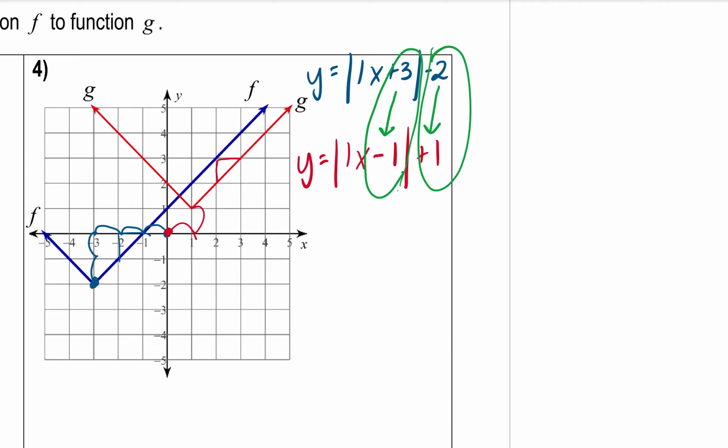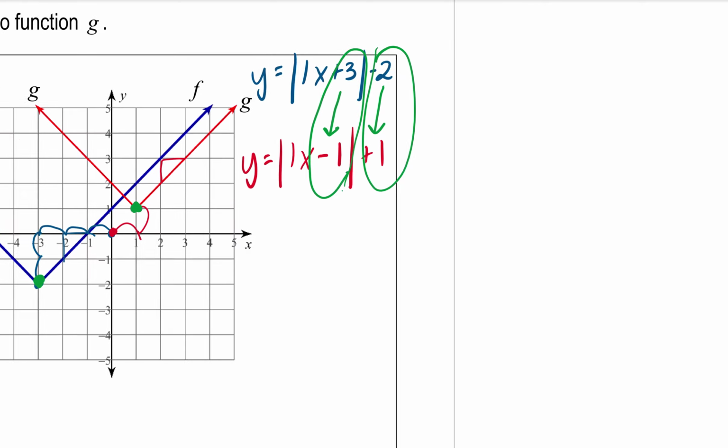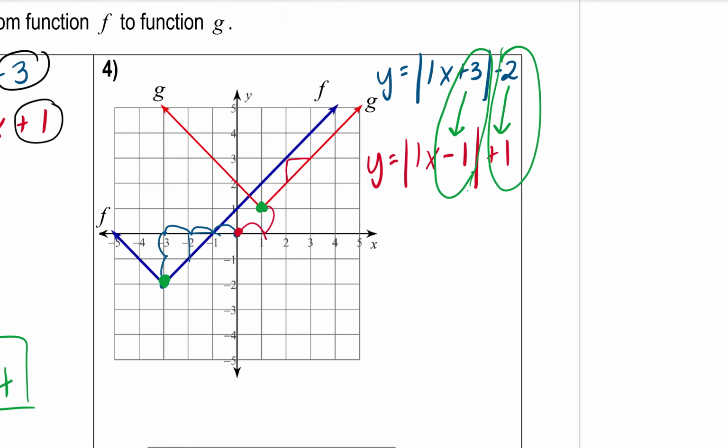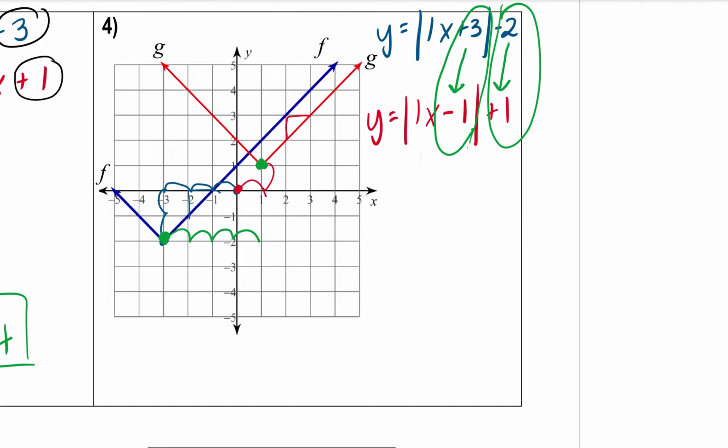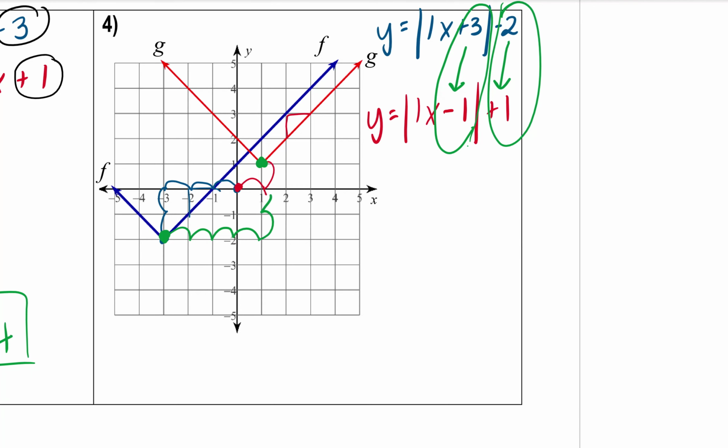So I start from the blue vertex, or where it turns, and I want to get to the red one. So if I'm talking about translating left, right, up, and down, I can go either order, it doesn't matter. So I go, well, 1, 2, 3, 4 to the right, and 1, 2, 3 up. So my answer is shift right 4 and shift up 3.